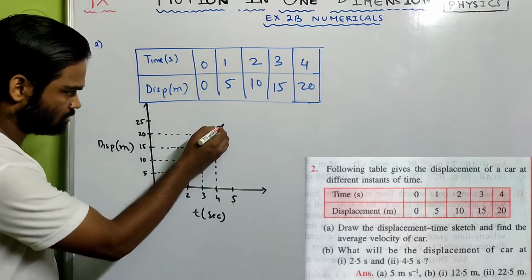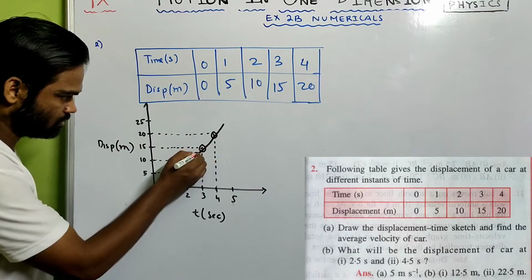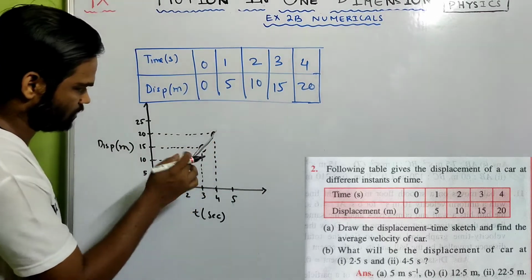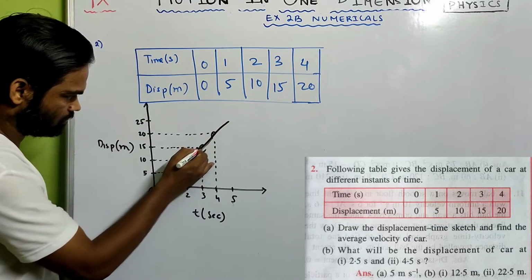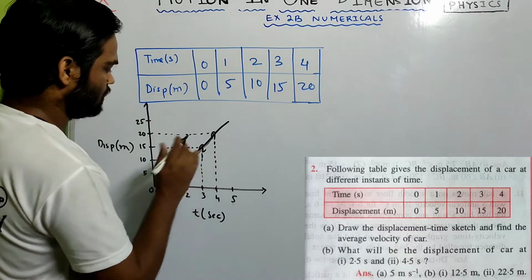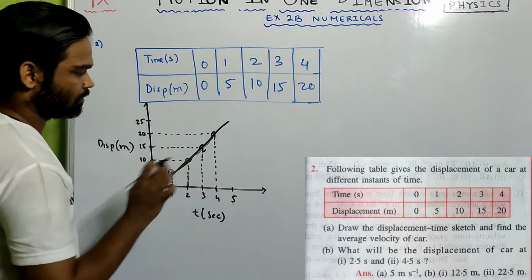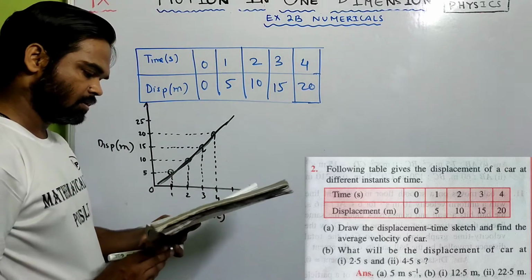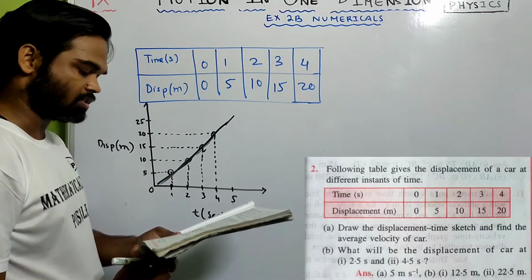So we'll just join this. Yeah, you'll get a straight line. See, you have not joined it properly. Yeah, you'll get a straight line. Done. Now what have they asked? First part is done. Find the average velocity of the car.